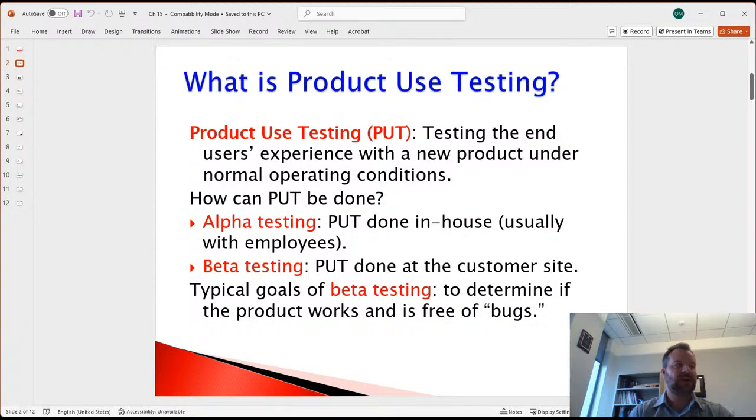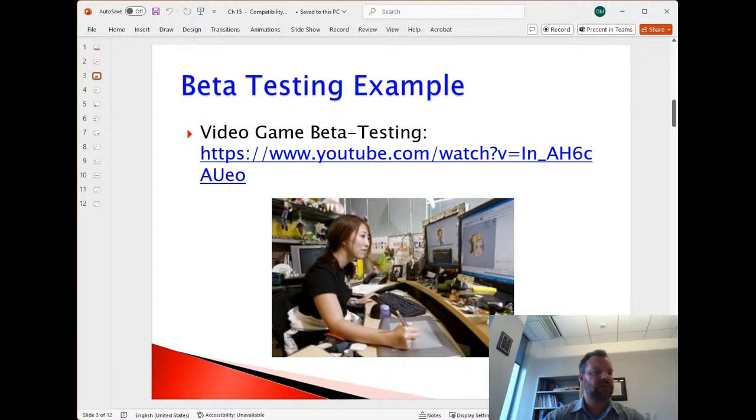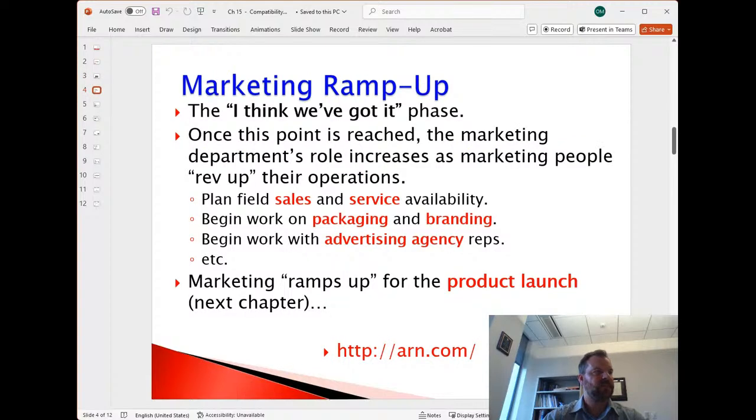Alpha testing is use testing done in-house, which means that a company is using employees to test out a new product, whereas beta testing is where it's done with customers at their homes or at another location. And it's used to test to see if there are any issues associated with the product in question. Come back to that if we have time.